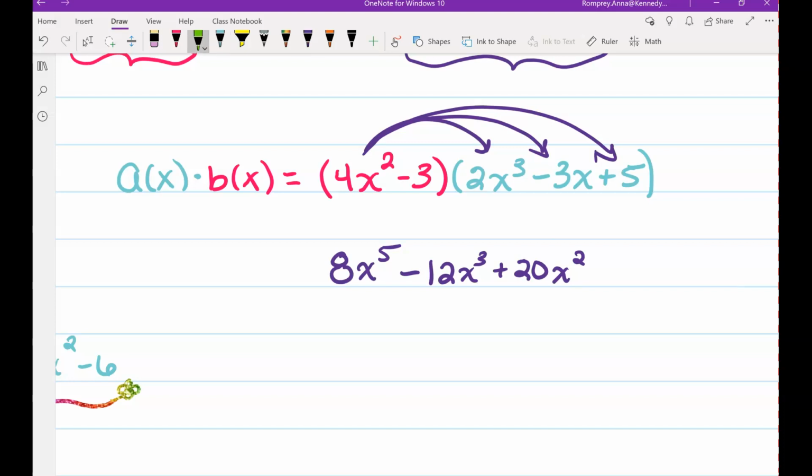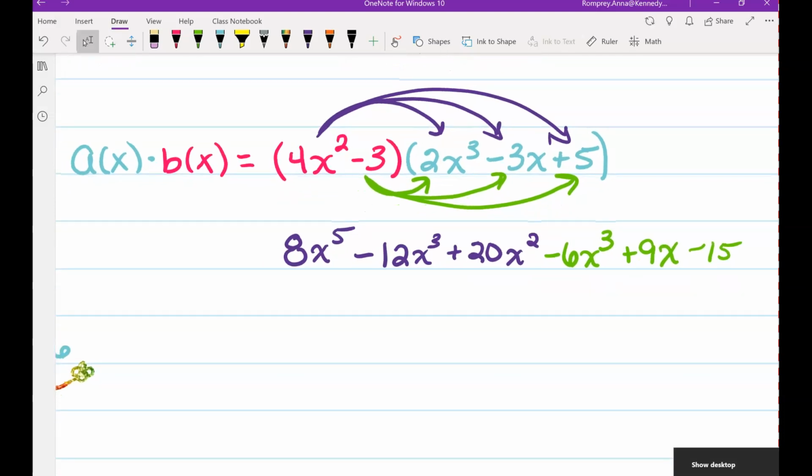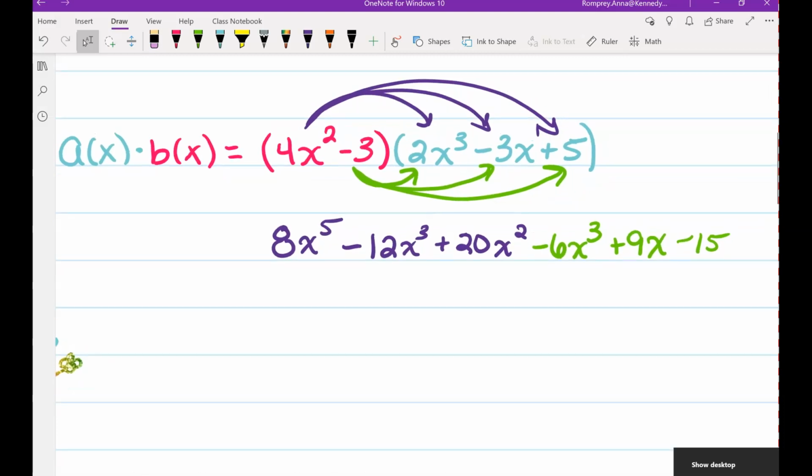So then we've got our negative 3. So negative 3 times 2x cubed. So negative 3 times 2, so negative 6x cubed. Negative 3 times negative 3x, positive 9x. And negative 3 times positive 5 leaves us with negative 15. Okay, let's see if we can simplify and combine any like terms.